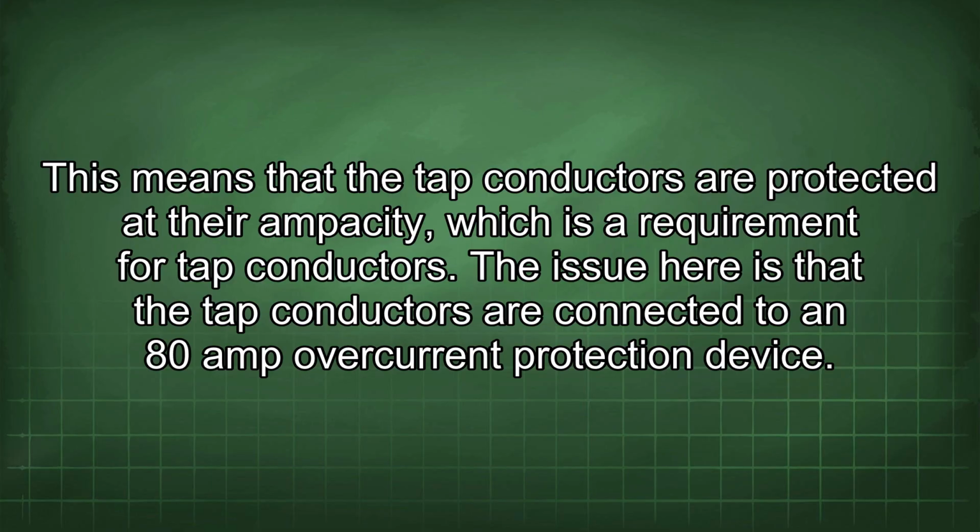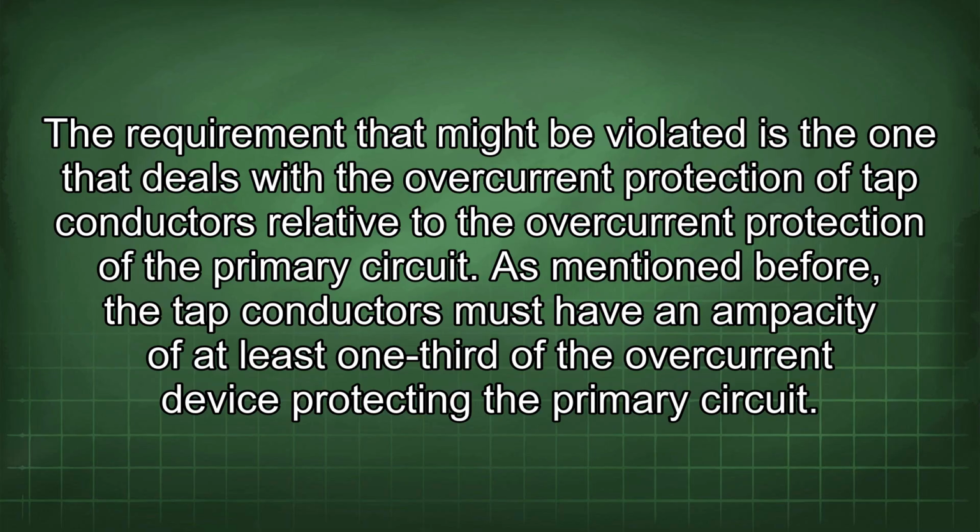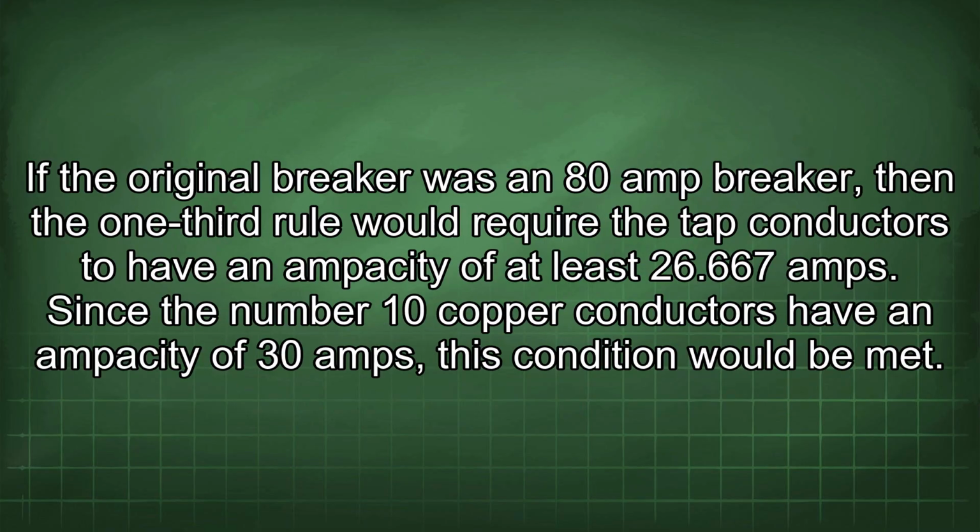The issue here is that the tap conductors are connected to an 80 amp overcurrent protection device. The requirement that might be violated is the one that deals with the overcurrent protection of tap conductors relative to the overcurrent protection of the primary circuit. As mentioned before, the tap conductors must have an ampacity of at least 1/3 of the overcurrent device protecting the primary circuit. If the original breaker was an 80 amp breaker, then the 1/3 rule would require the tap conductors to have an ampacity of at least 26.667 amps. Since the number 10 copper conductors have an ampacity of 30 amps, this condition would be met.